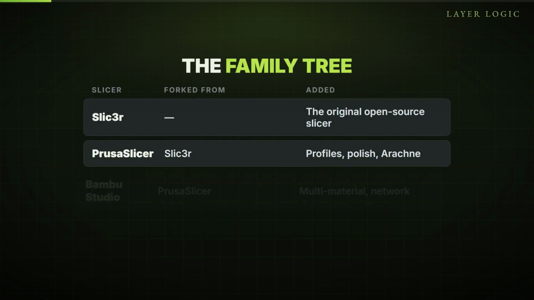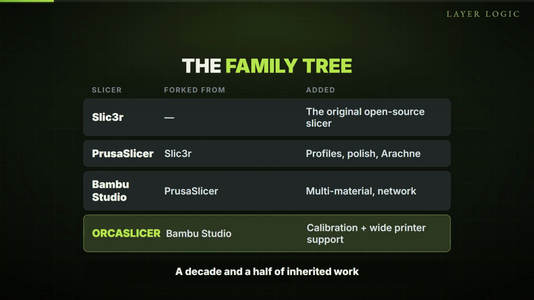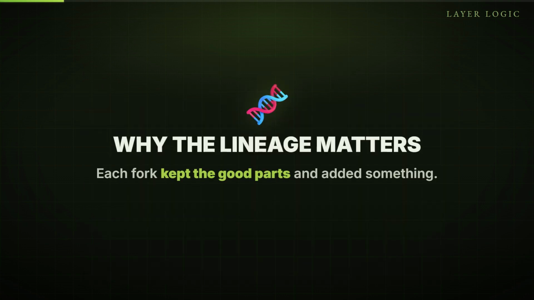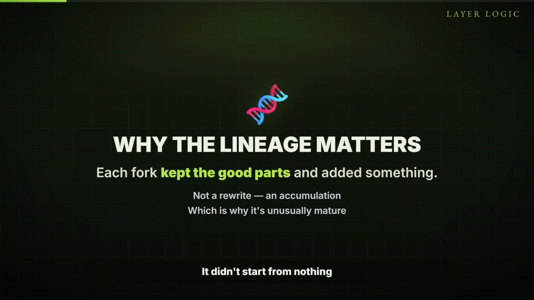OrcaSlicer is a fork of Bambu Studio, which was itself a fork of PrusaSlicer, which grew out of an old open-source project called Slic3r. That sounds like trivia, but it explains the software. Every one of those forks kept the good parts of the last one and added something, so Orca inherits a decade and a half of slicing work.